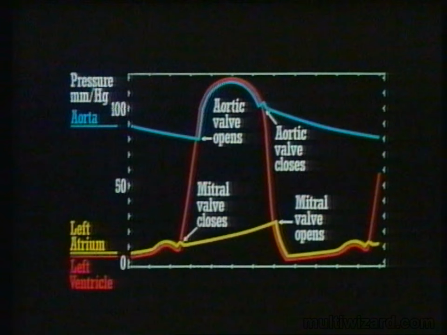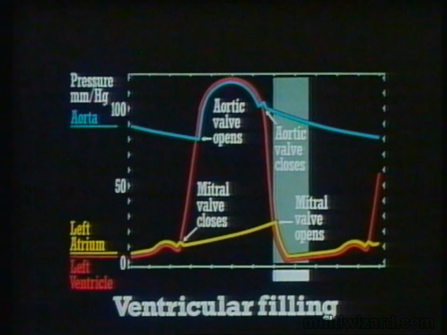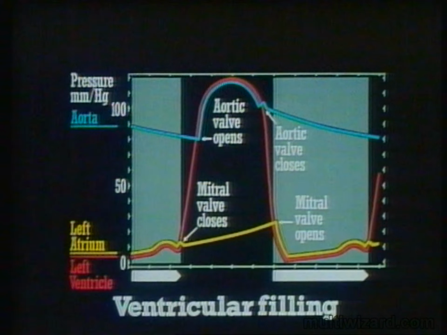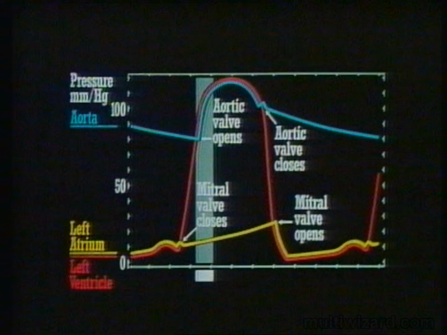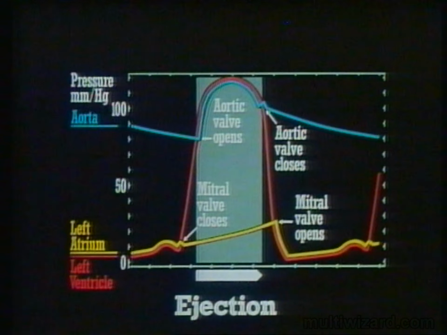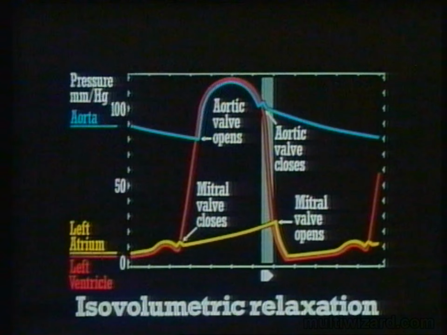The normal ventricular cycle has 4 phases: ventricular filling, isovolumetric contraction, ejection, and isovolumetric relaxation.